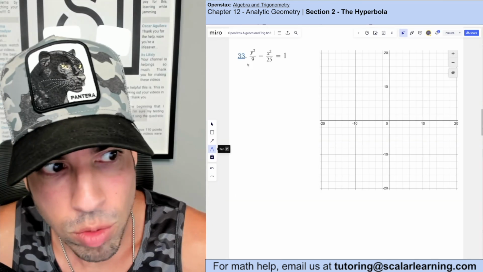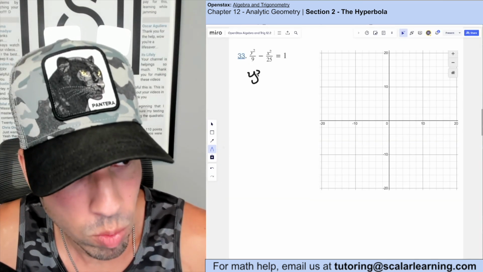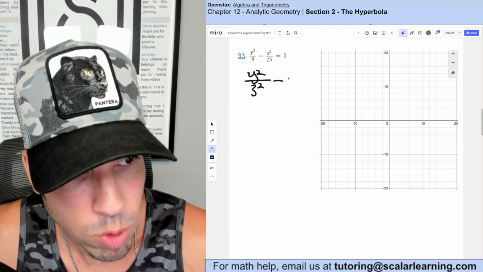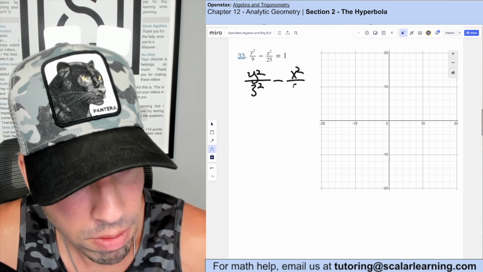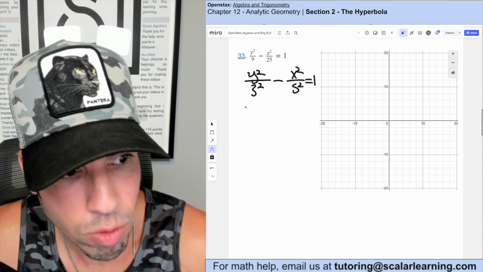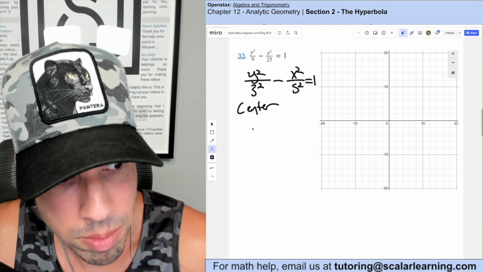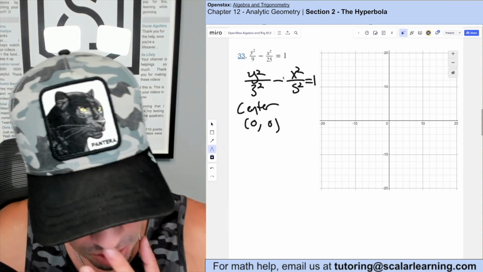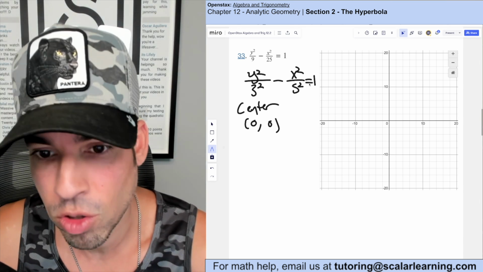Done. So for this one, first, I want to reformat this to be y squared over 3 squared, okay, minus 25 can be rewritten as 5 squared. Okay, now we got it in that nice standard form. We know our center is going to be at 0, 0, because it would be whatever y is minusing or x is minusing for the coordinates. But since there's nothing up there, it's 0, 0.